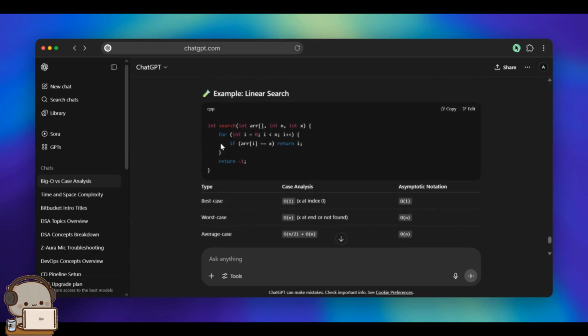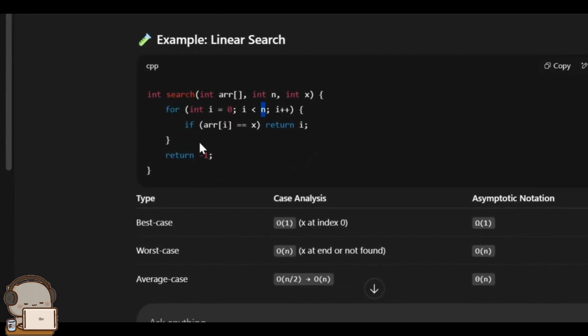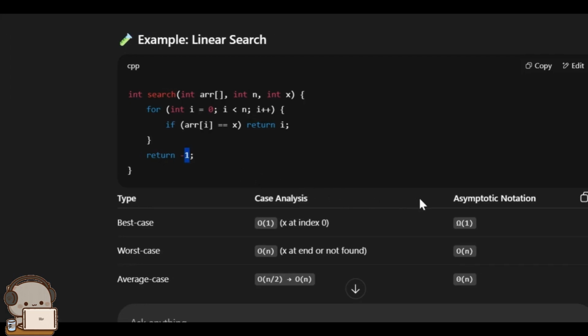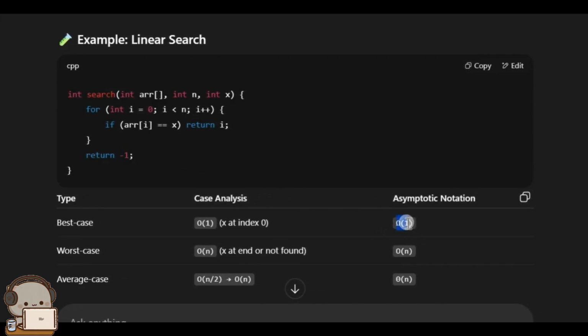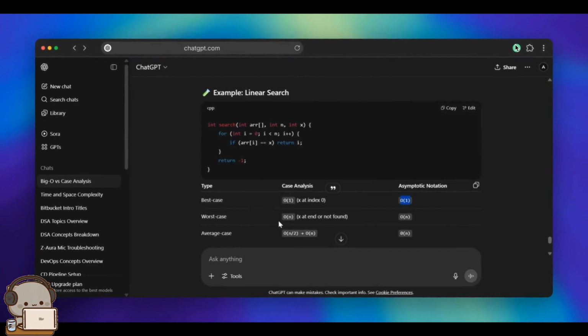And an example is linear search, which has the best case O of 1 when x is at index 0. That means when i is 0 and n is 0, the condition i less than or equal to n fails and we directly return -1. So its omega is of order 1. Worst case, n.